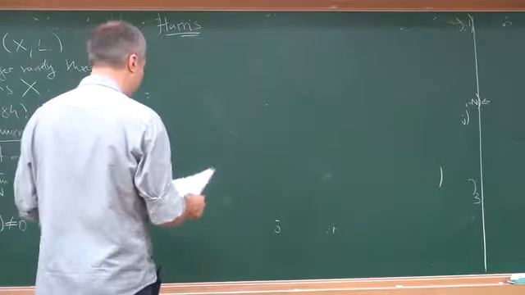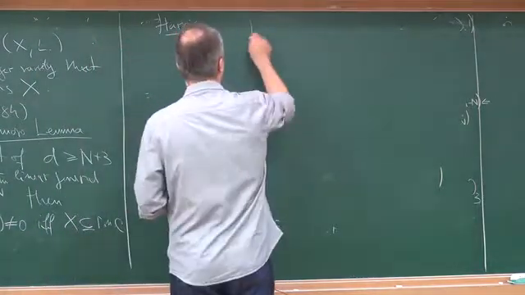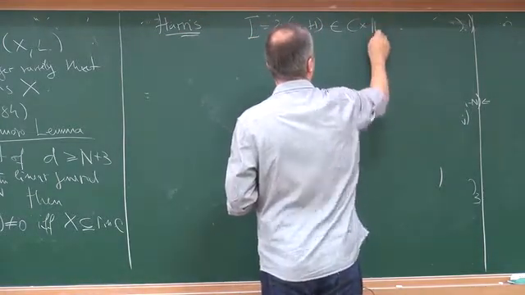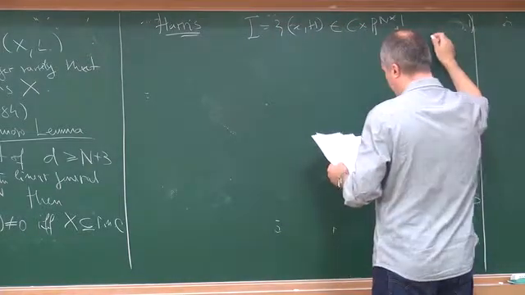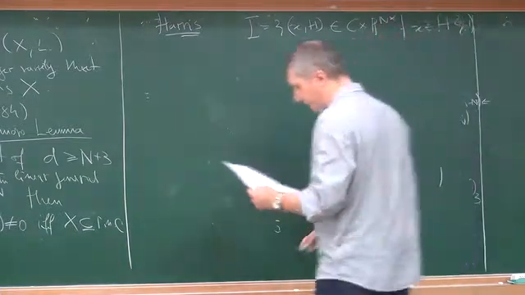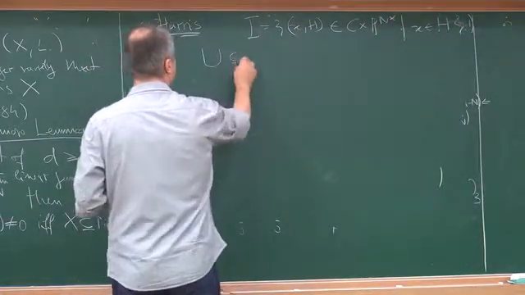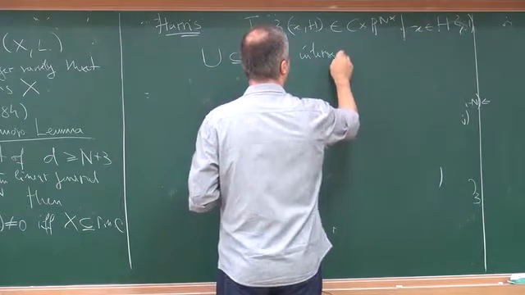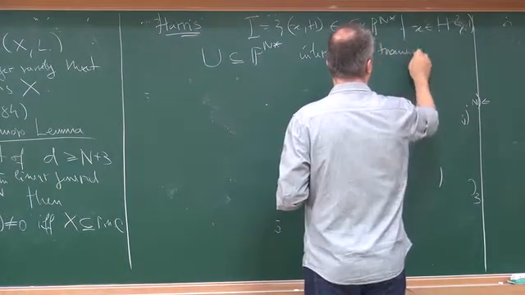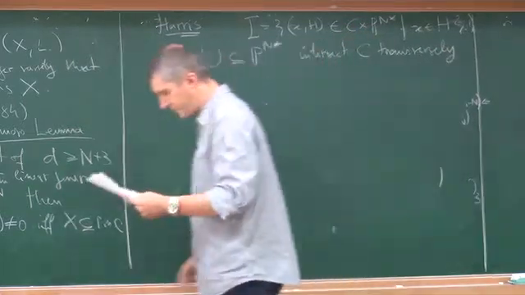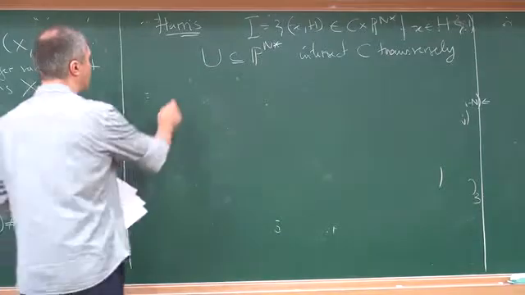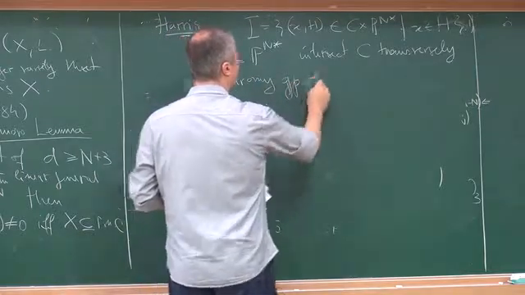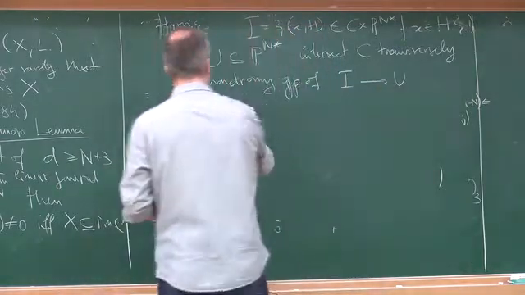Okay, how does this monodromy argument work? The monodromy says that if you take the set I of pairs (x, H) in C times P dual, that's the incidence with x in H, and you take U to be the set of hyperplanes that intersect C transversely in n distinct points, then the monodromy group of I to U is the full symmetric group.